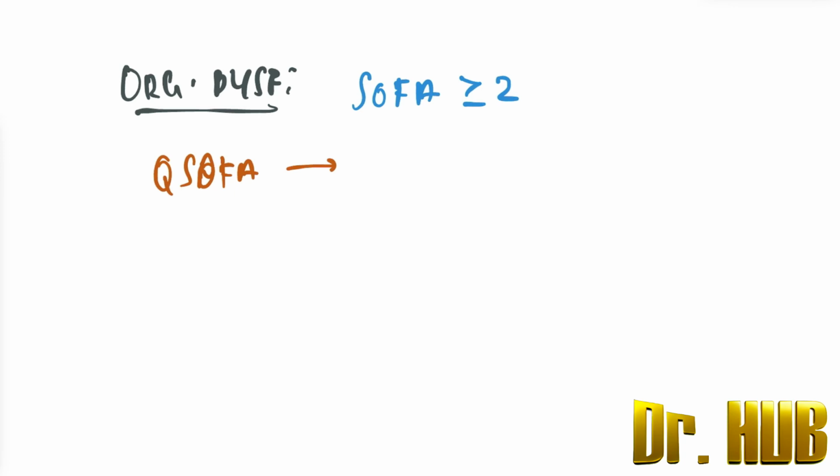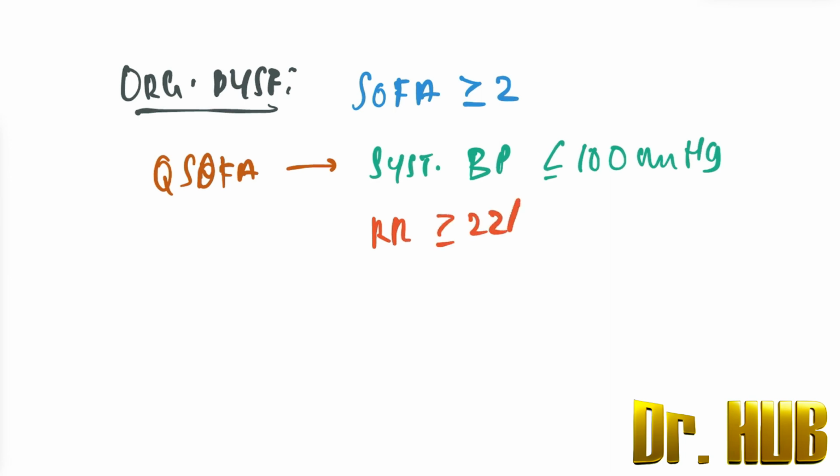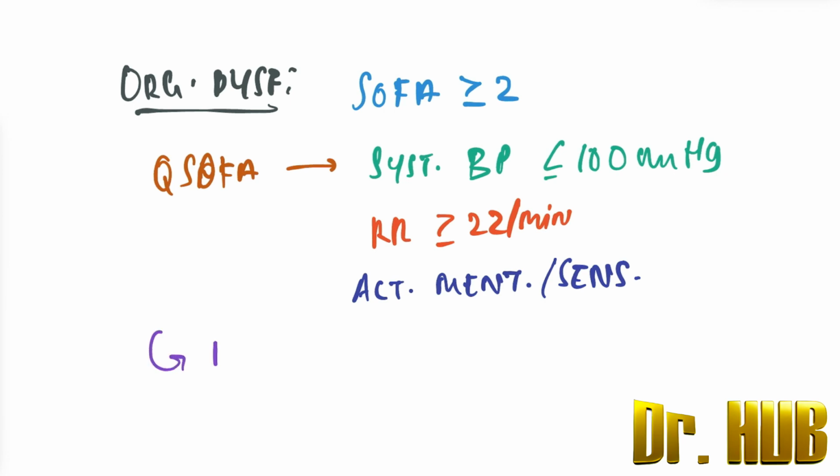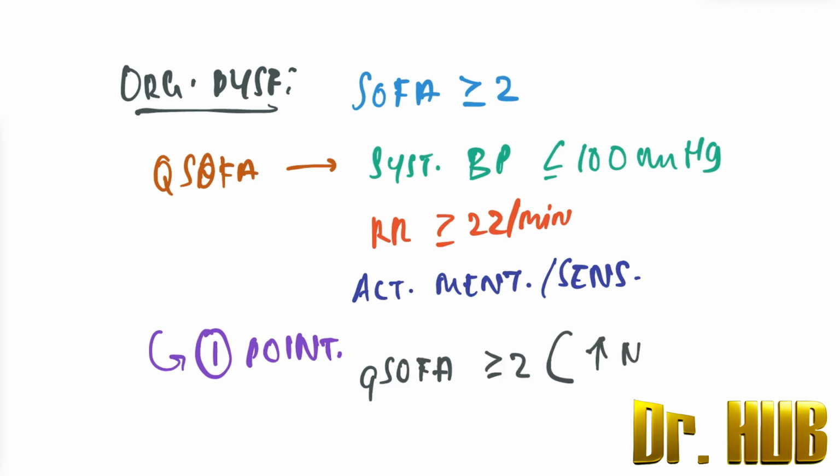So what does it include? This includes the systolic BP, less than or equal to 100 mmHg. Then the respiratory rate, greater than or equal to 22 per minute. Next is the altered mentation or sensorium. Each criterion contains 1 point. A qSOFA score of greater than or equal to 2 is associated with increased mortality. So in case the qSOFA score is greater than or equal to 2, it indicates increased mortality.